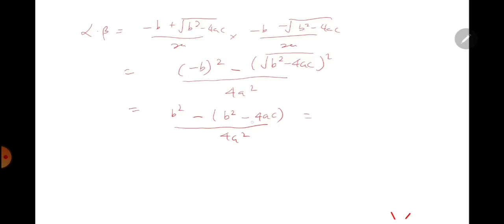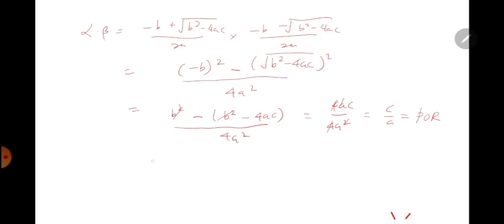This you can simplify more. The b squared minus b squared cancels, and you get positive 4ac over 4a squared. Simplifying again, you get c over a. So this is your product of roots, alpha times beta.